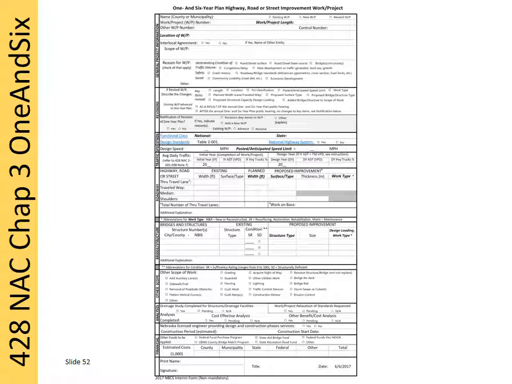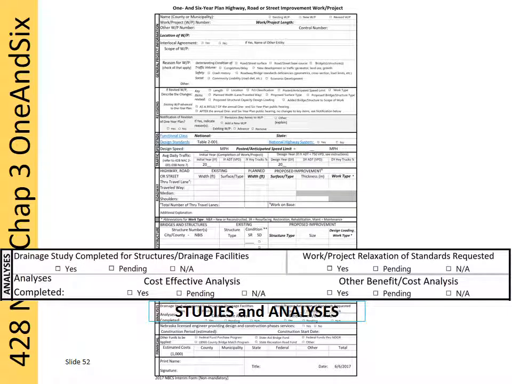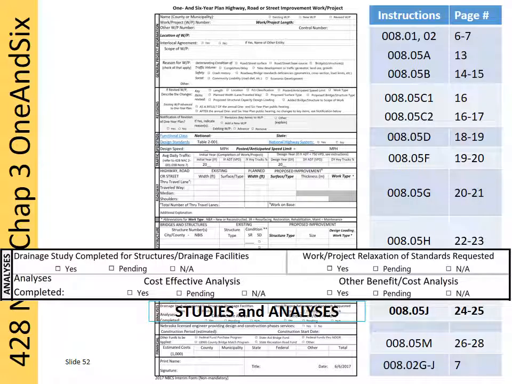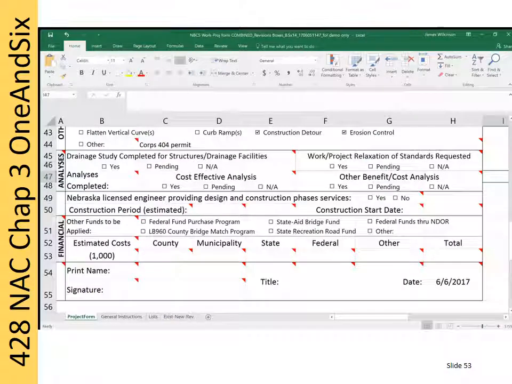Rows 45 through 48 of the spreadsheet are for studies and analyses information. The instructions for these entries are on pages 24 and 25. For the example project, which is a few years away from construction, the drainage study may not be done just yet. Assume that is the case here and check Pending.